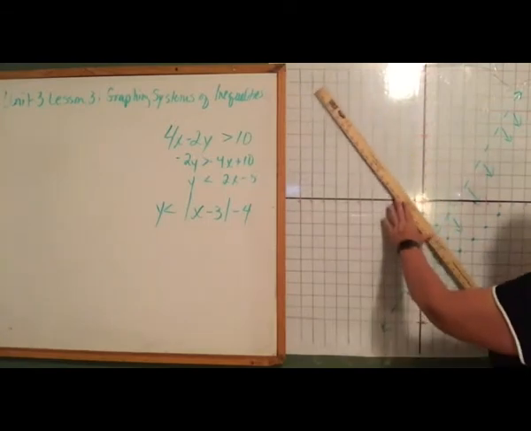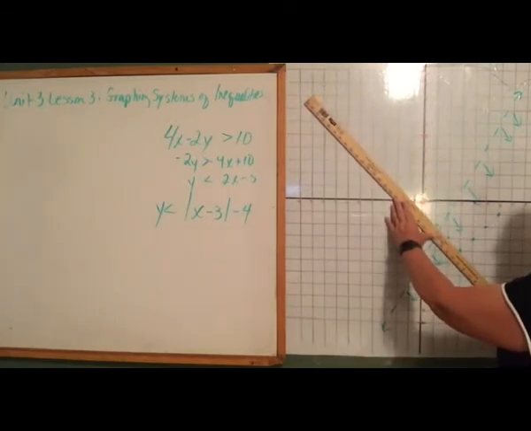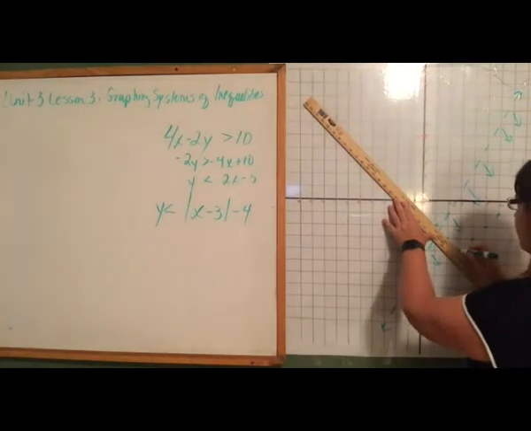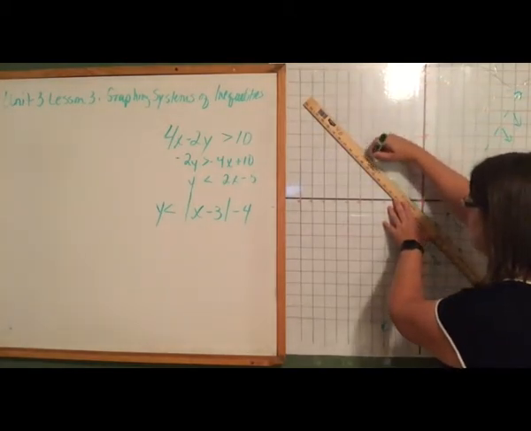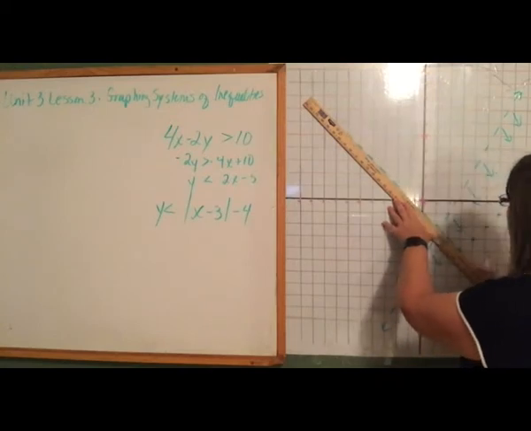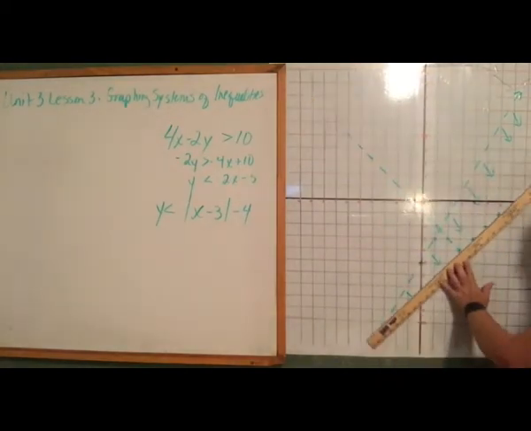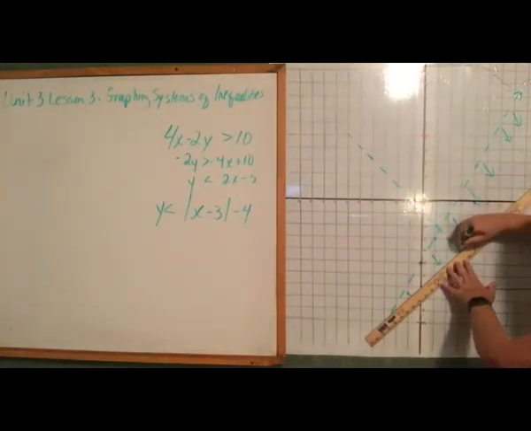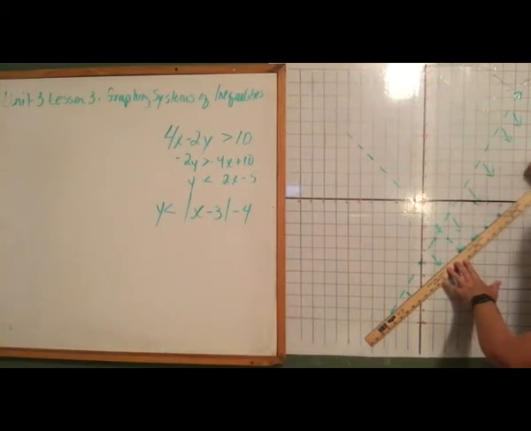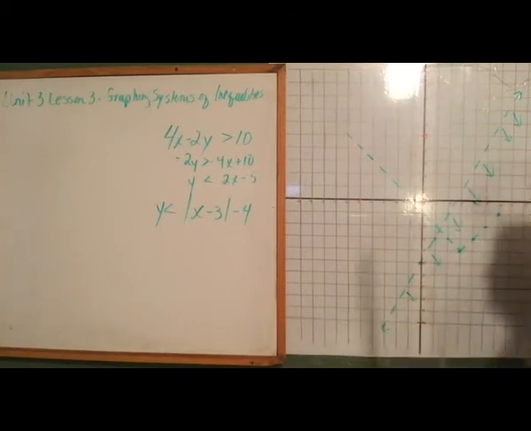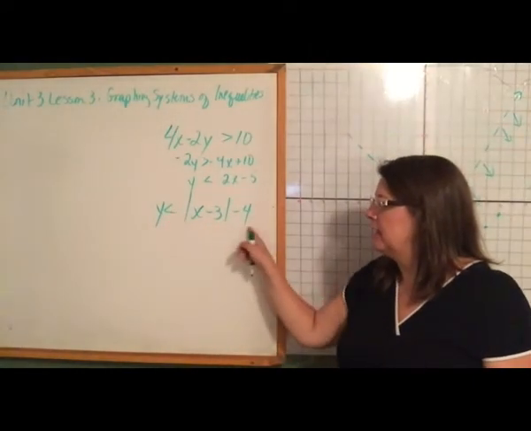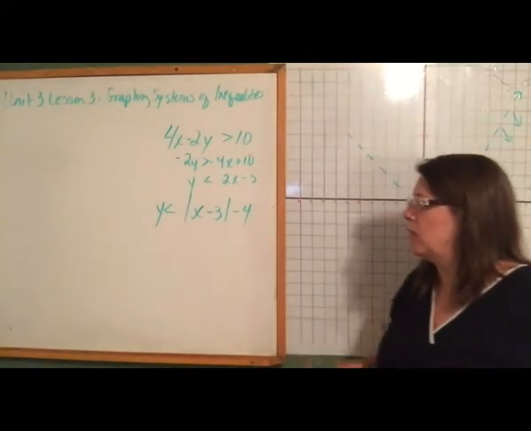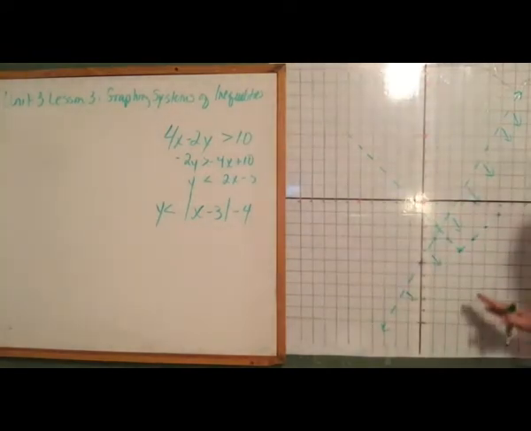This is a dotted line again, and the other side is also dotted. And then how do we determine what to shade? It says y is less than the absolute value equation. Y is less than. So we're going to shade below that line.